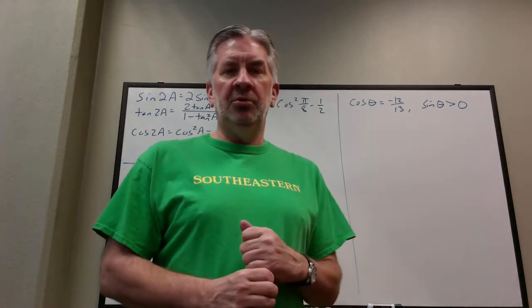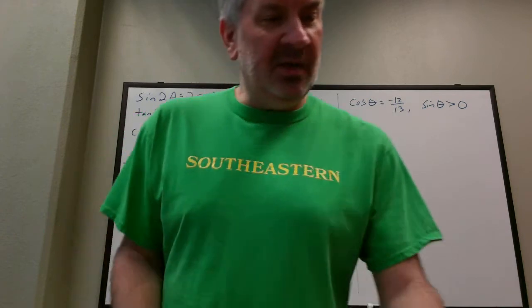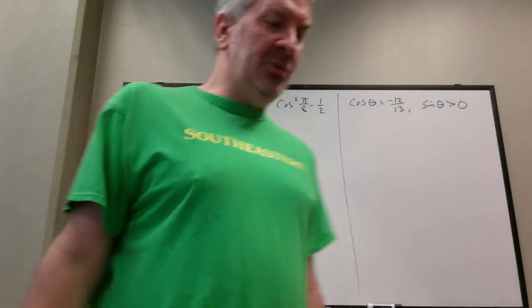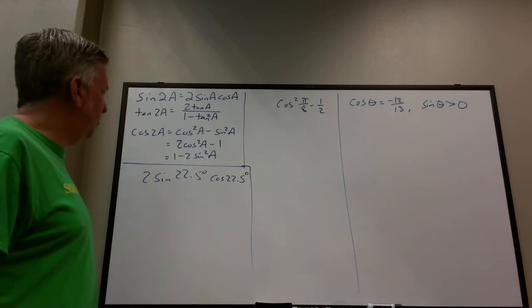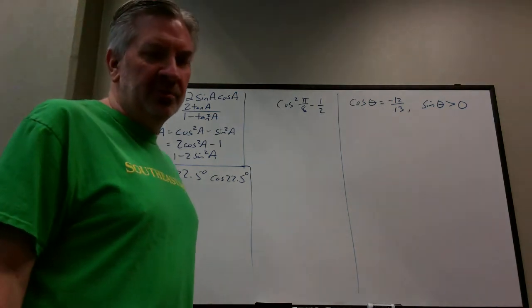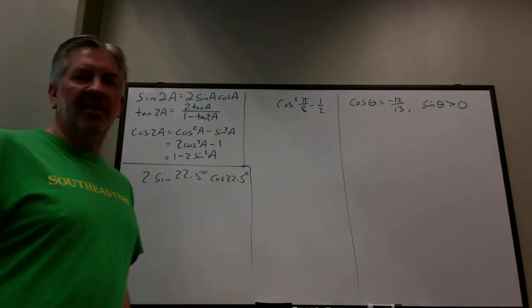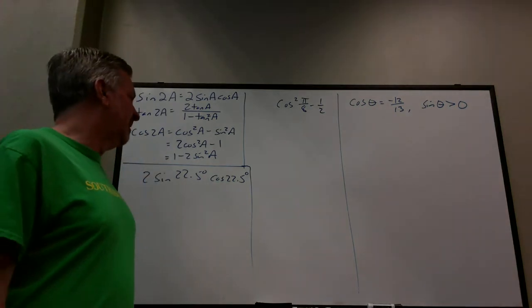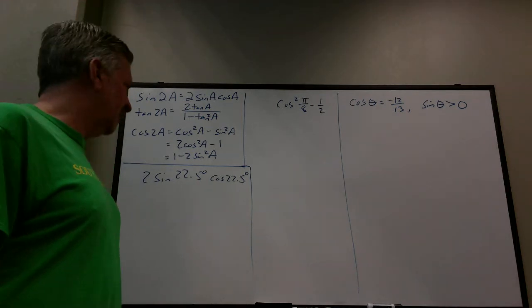Okay, let's continue with the remaining 6 examples in this section. The next example says, use an identity to write the following expression: 2 sine of 22.5 degrees cosine of 22.5 degrees as a single number. Right? So they don't want you to just punch this in the calculator and get an answer. Basically, they want you to find the exact value. Okay, don't use the calculator.